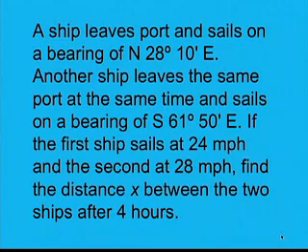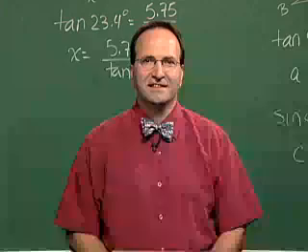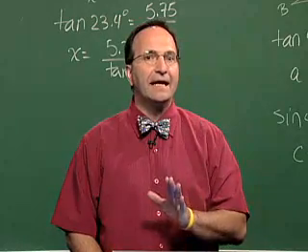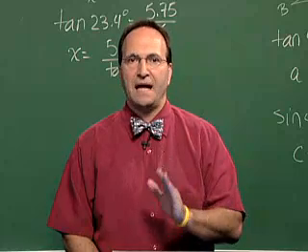We have a ship leaving port and sailing on a bearing of north 28 degrees, 10 minutes east. Another ship leaves the same port at the same time and sails on a bearing of south 61 degrees, 50 minutes east. If the first ship sails at 24 miles per hour and the second at 28 miles per hour, find the distance x between the two ships after 4 hours. First, let's find the angle between the two ships' paths.